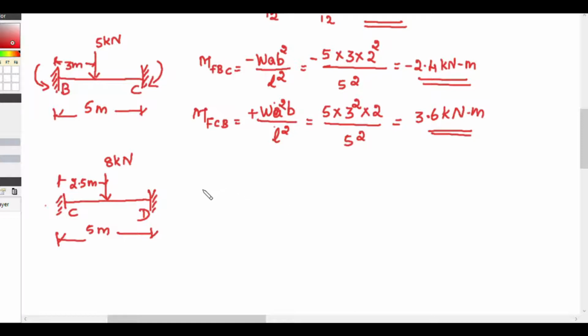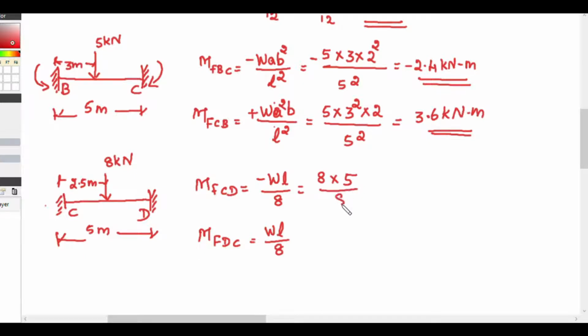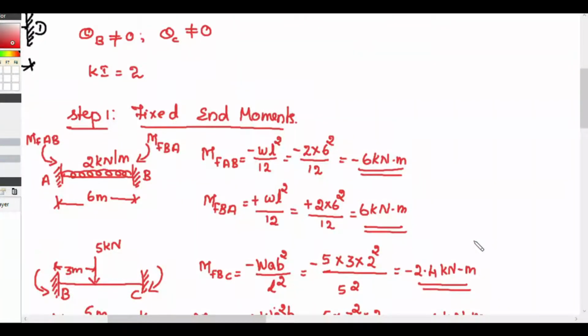So our formula is MFCD will be equal to minus WL by 8, and MFDC will be equal to plus WL by 8. So we get W is 8, 8 into length is 5 divided by 8, we get minus 5 kilonewton meter, and MFDC will be equal to 8 into 5 by 8, we get it as 5 kilonewton meter. So first step is over. So first step is finding the fixed end moments.